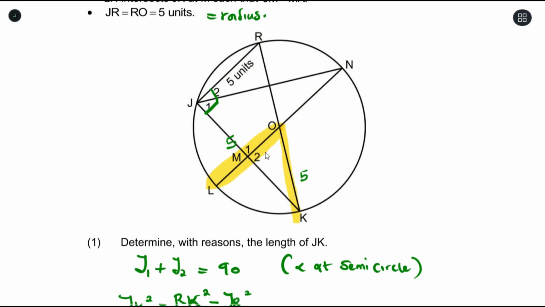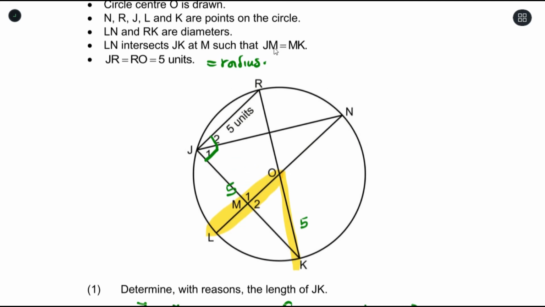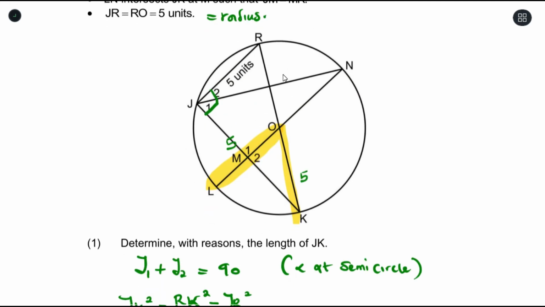Another thing we could also look at here is that since this is the center of your circle, and whenever you draw a line from the center of the circle to the midpoint of a chord. We know this is a midpoint because I talked about it before. They told us that JM is equals to MK, right? So if it's a midpoint, that's theorem 1. It is usually perpendicular. So this is actually 90 degrees.